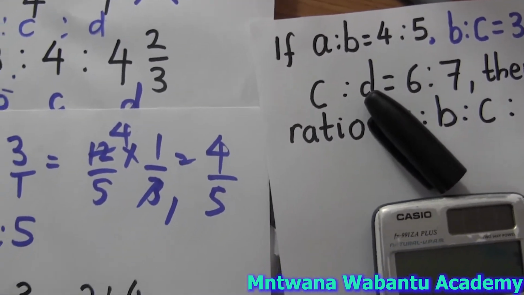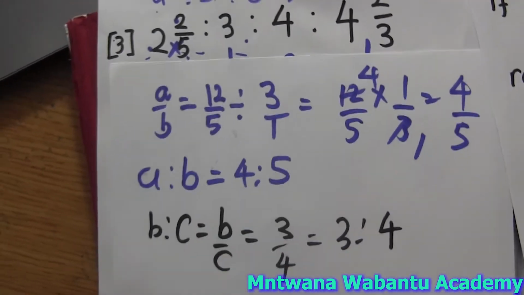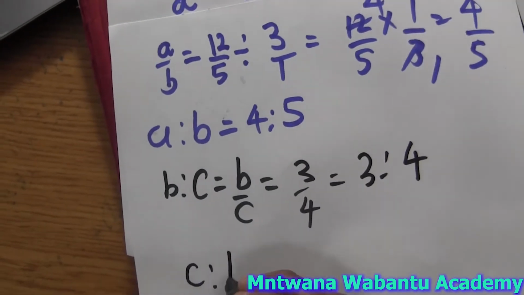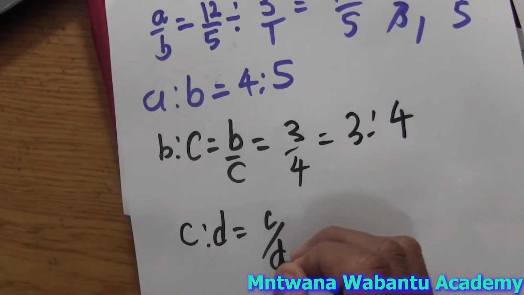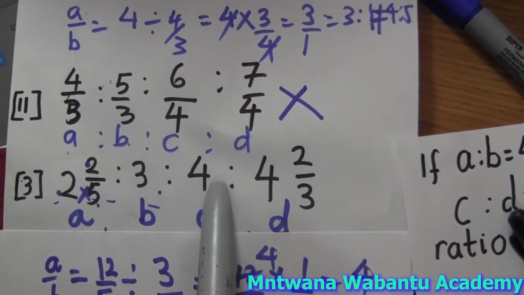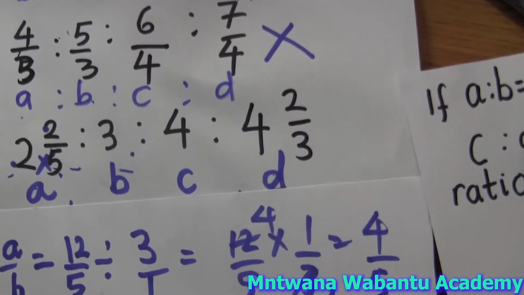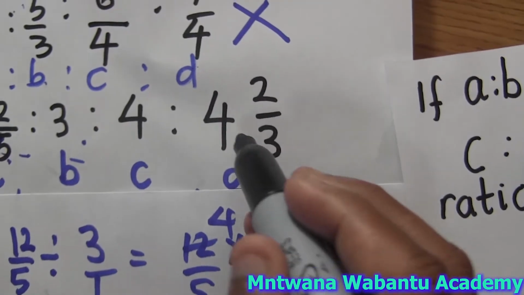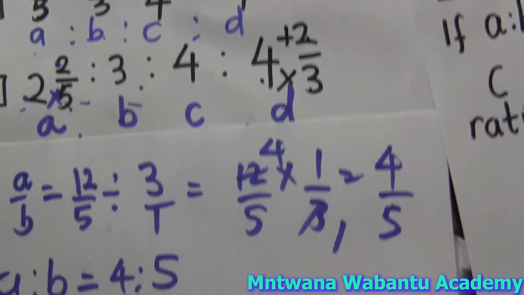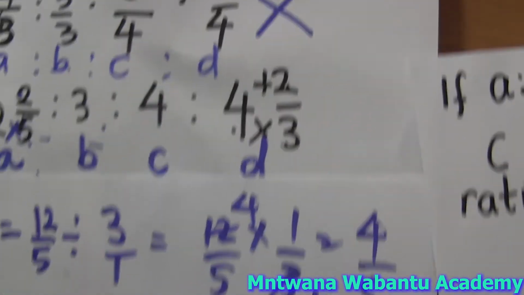You know what I'm saying? CD is 6 over 7. So let's see if it's going to give us the accurate values for CD. What is our C? Our C equals 4. Oh, so CD means C over D. Okay, what is C? Our C equals 4, divided by D. What is D? D equals, so I have to change this to a proper fraction. So I'll multiply and then I'll add. 3 times 4, 12. 12 plus 2 equals 14. Oh, so we divide by 14 over 3.